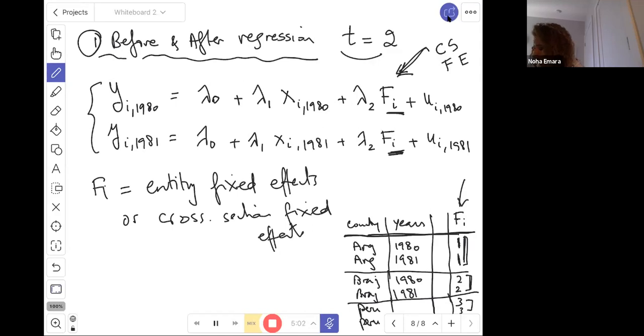Now I want to remove the impact of the fixed effects. It's a number that does not change over time. If I subtract this equation from this equation, I can cancel these two. So I have captured them, and then doing the regression in first difference, I would be able to cancel them. That's the idea of the before and after regression: to run your regression in first difference.